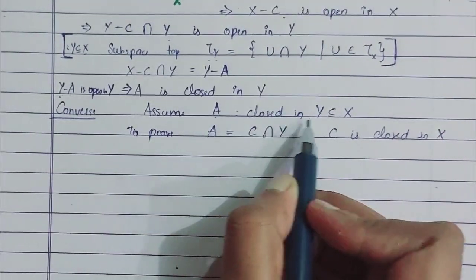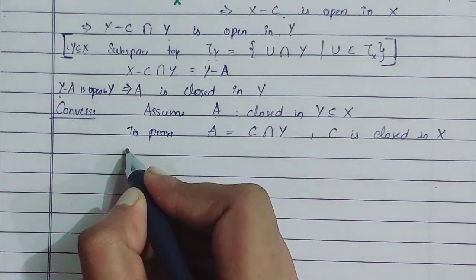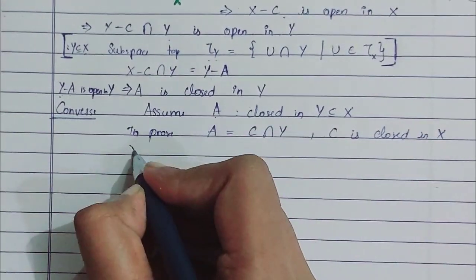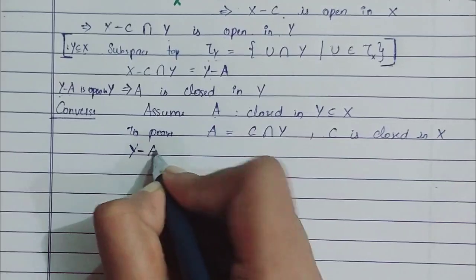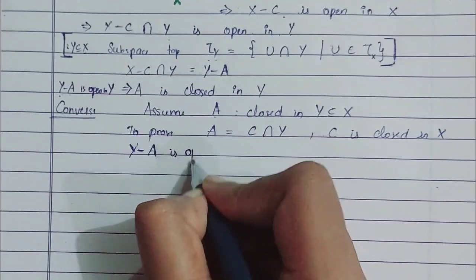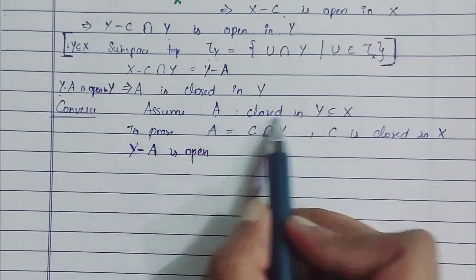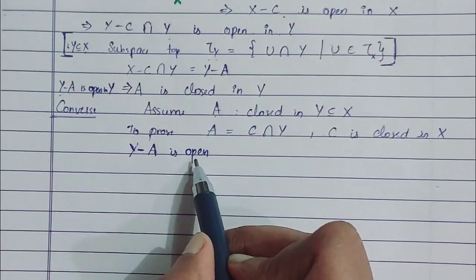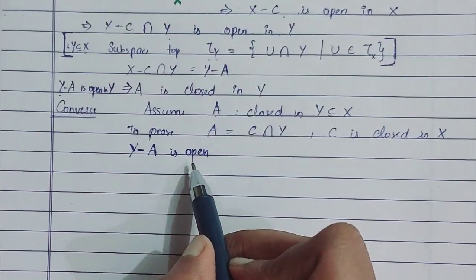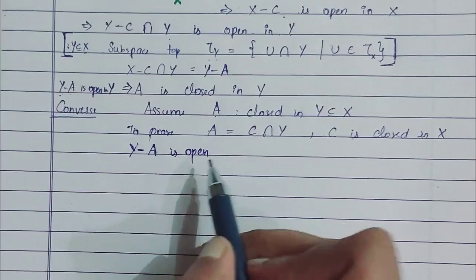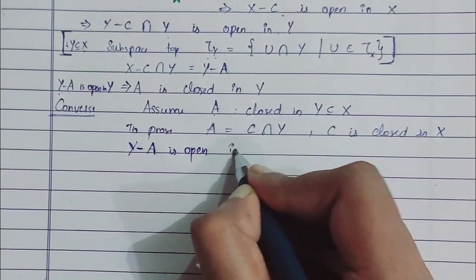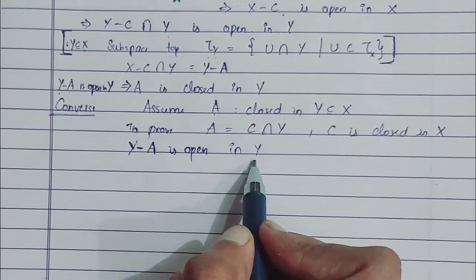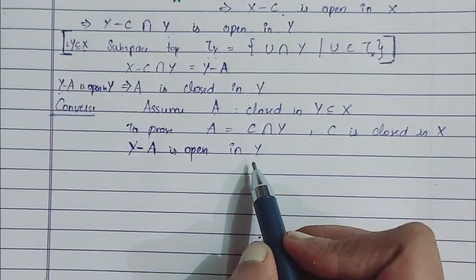Since we are given A is closed in Y, Y minus A you have to take. Y minus A is open, because it is the assumption, and from this step you can directly say that Y minus A is open. You have to say it is open in Y, because A is closed in Y, so its complement will be open in Y only, not in X. So we should not get confused over there.